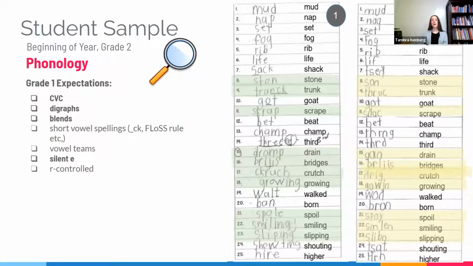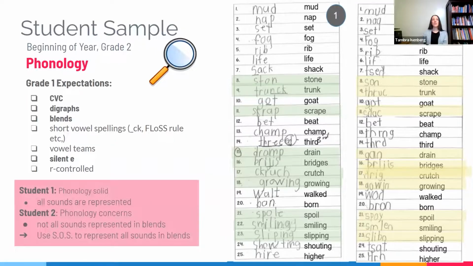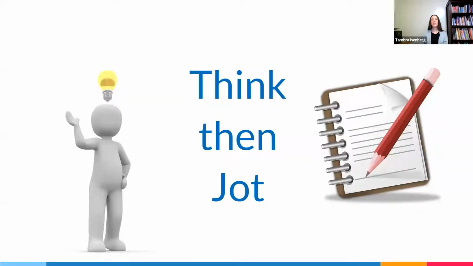So now we want to think about what we know: student 2 is having difficulties with phonological awareness. So what's our instructional plan? Student 1 is solid with their phonology. They're representing all of those phonemes in most of their words. Student 2 is the one who has some phonology concerns. They're not representing all of the sounds in blends. So one thing that we could do is use a strategy like simultaneous oral spelling to represent all of those sounds in blends. So we're going to take an opportunity now to do a little think then jot.